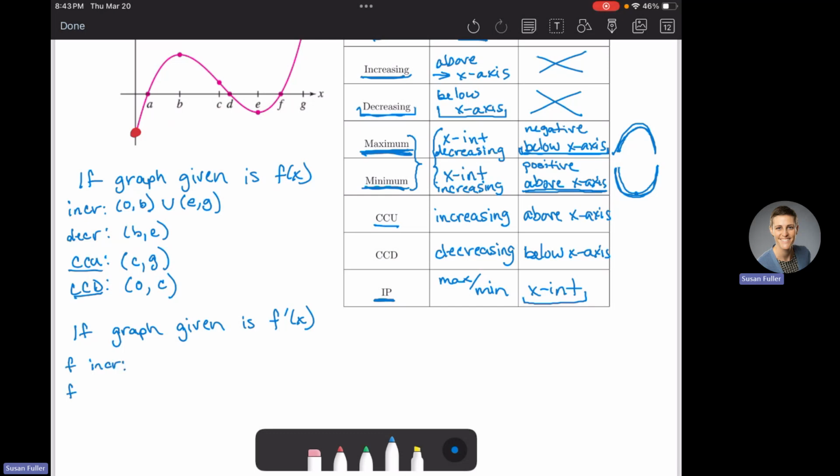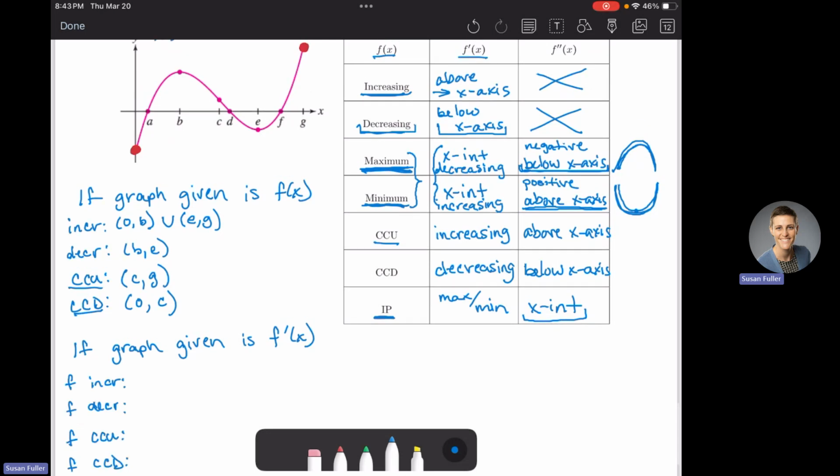And I want to know where my OG f is increasing. I want to know where my OG f is decreasing. I want to know where my OG f is concave up, and I want to know where my OG f is concave down. But this time it's harder to just look at it and know the answer, because I'm asked where f is increasing, but I'm given the graph of f prime. So I have to answer questions about a graph that I can't see using this graph that I can.